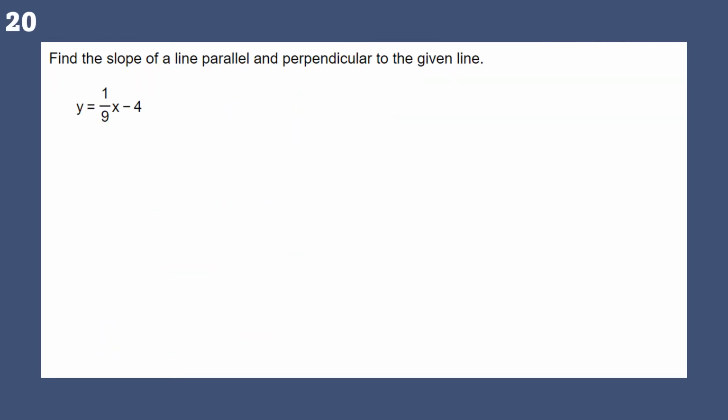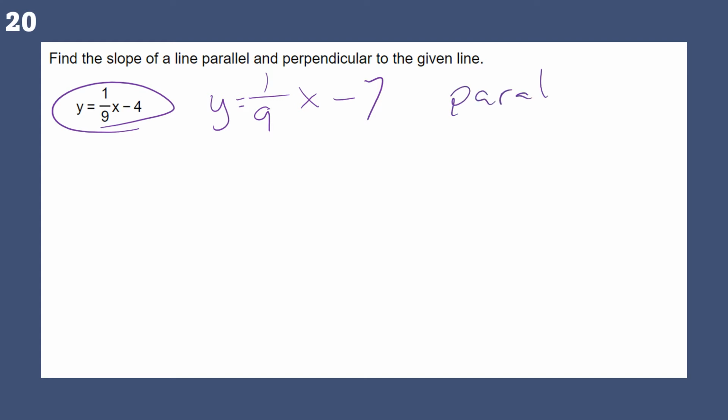Find the slope of a line parallel and perpendicular. So there's two actual answers to this one. First off, if I wanted to say the same line again, I'd just write the same thing. I'd write y equals 1/9 x, it has the same slope, and the slope intercept might be minus 4. But instead, I'm just gonna write minus 7. So it's got the same slope, that means parallel.